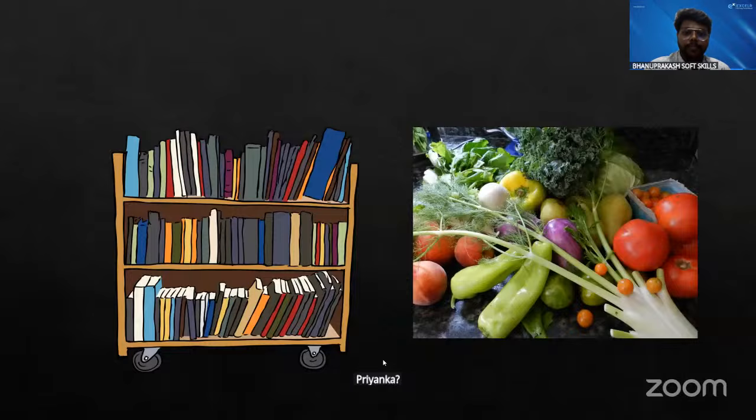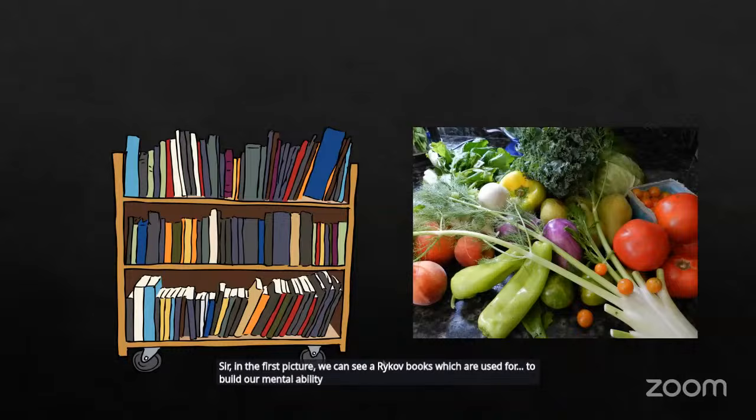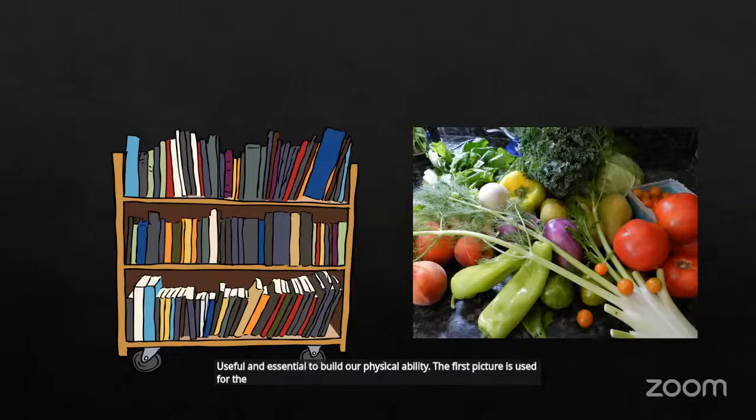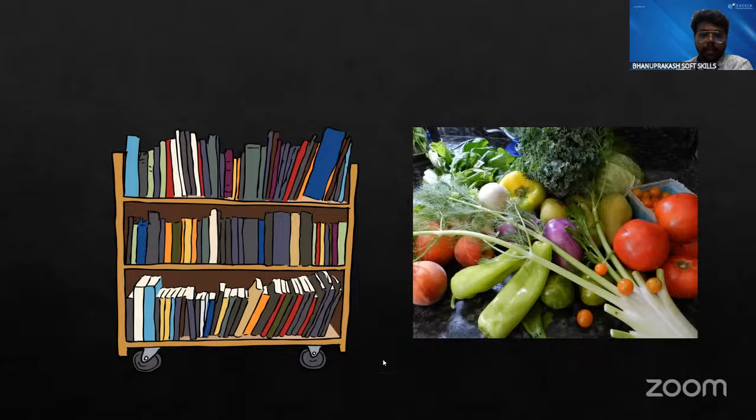Priyanka. Sir, in the first picture, we can see a rack of books which are used to build our mental ability. By reading books consistently, we gain consistency and a grip of knowledge. And in the second picture, we can see vegetables which are good for health. These vegetables are useful and essential to build our physical ability. The first picture is for mental ability, and the second picture is for physical ability. Right. Okay.